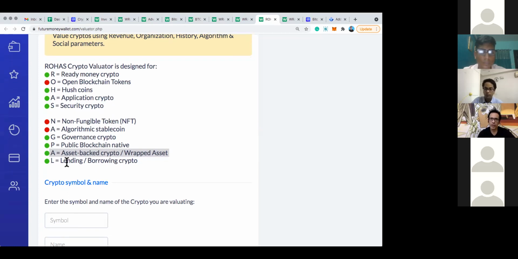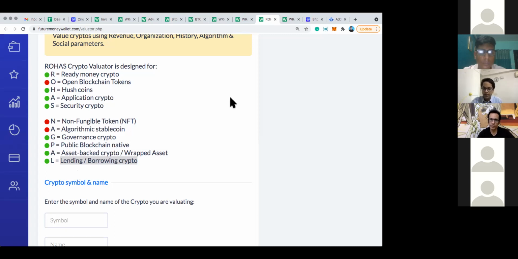Okay. And finally, we have lending and borrowing crypto. On the crypto market, one of the biggest DeFi use cases is borrowing and lending of crypto. So there are some cryptos like Aave which only do that. They have a platform which facilitates this borrowing and lending, and their native token is called a lending or borrowing crypto. So these are the 11 types of cryptos that we see in the world today. Any questions?